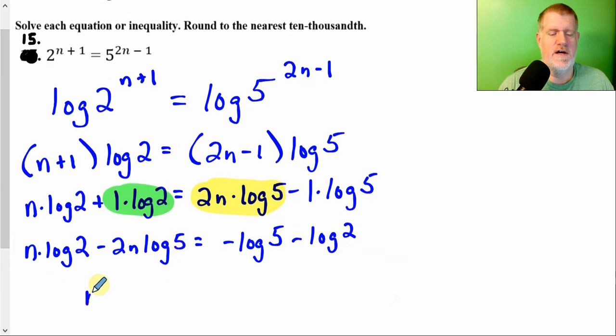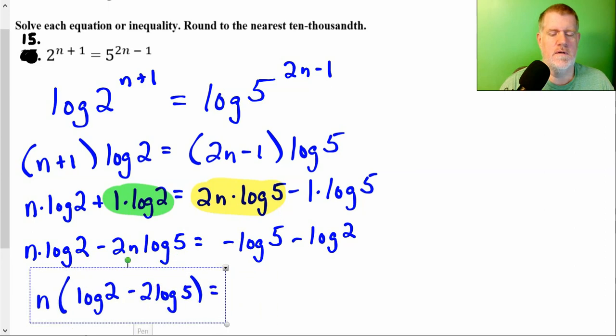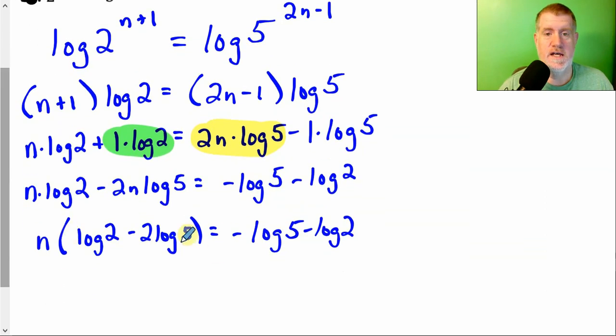I can factor out an n. If I take an n out, I'm left with 2 log of 5 and I have this side. Alright, then what do I do? Well, here's my n. I got to solve for n, right? I'm dividing both sides by log of 2 minus 2 log of 5.